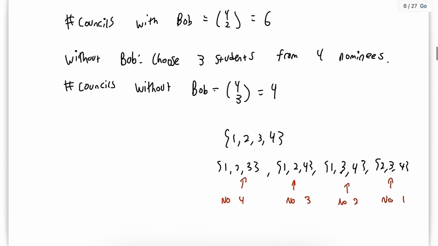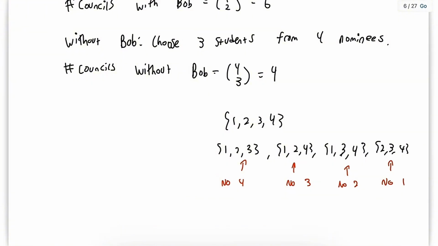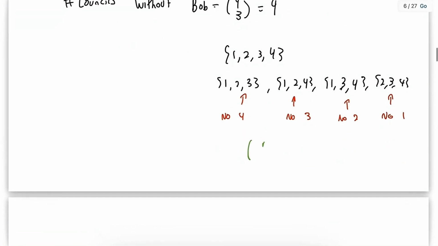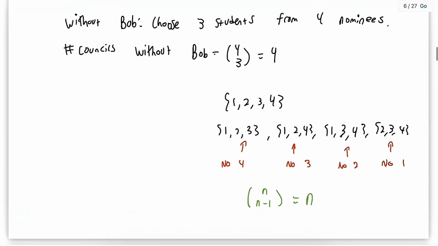So whenever you have something like 4 choose 3, in a way you're really listing out all the ways you can exclude each element. So this is just going to be the number of elements in total, right? What I'm trying to say is that if you have n choose n minus 1, this is always going to be n, because you're always going to exclude 1 element in each subset.